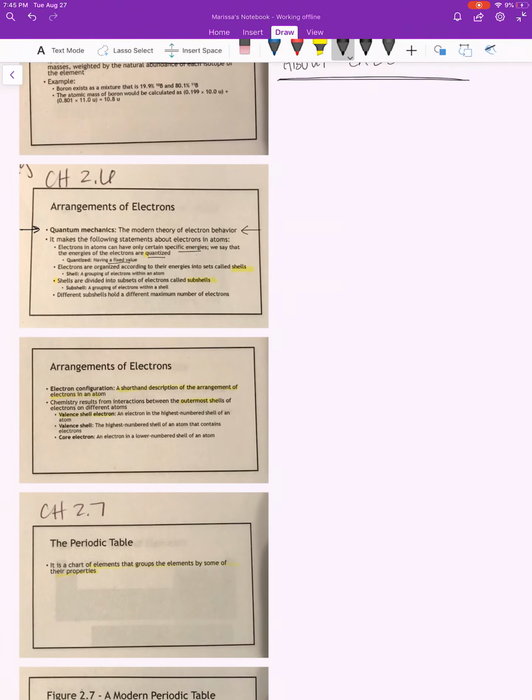So the second rule is that all electrons are going to be organized into sets called shells. Shells are a grouping of electrons within the atom.